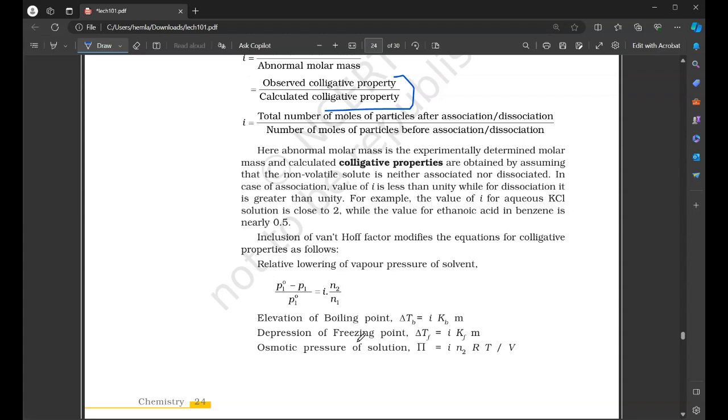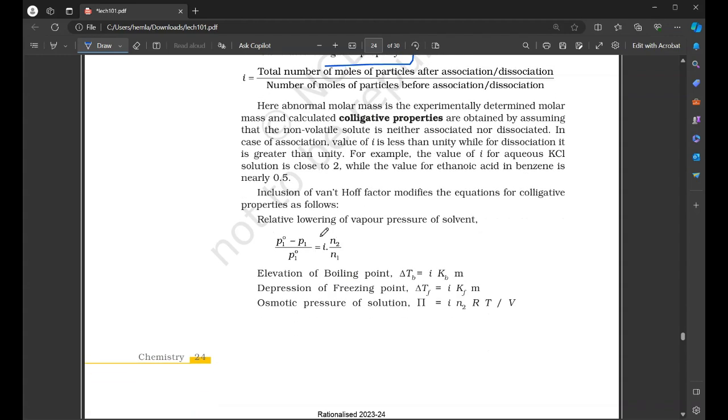And thus the observed colligative property can be different from the theoretically expected property, and that is the abnormal molar mass Van 't Hoff factor. So we can add this Van 't Hoff factor into all our colligative properties, which are the same, just i gets multiplied everywhere. i gets multiplied everywhere.